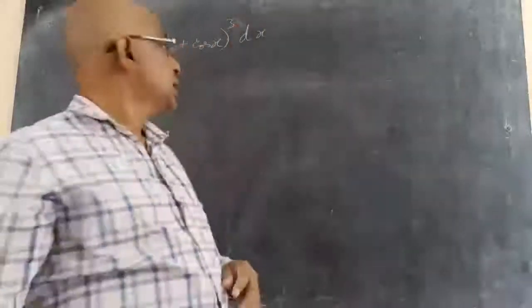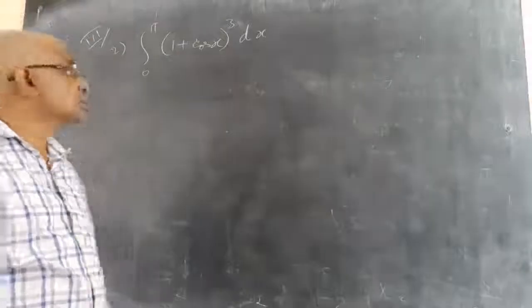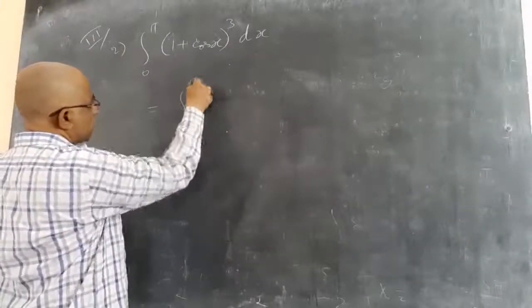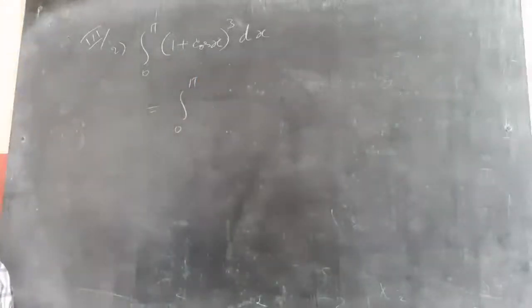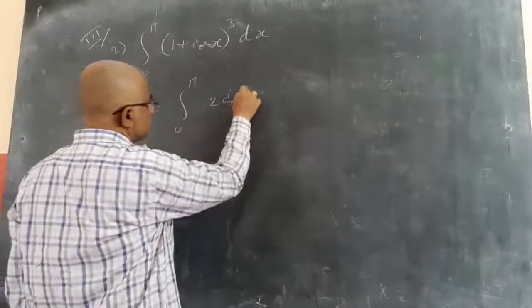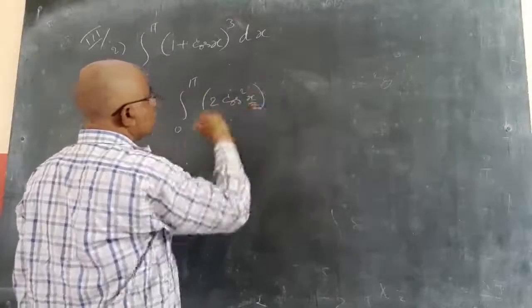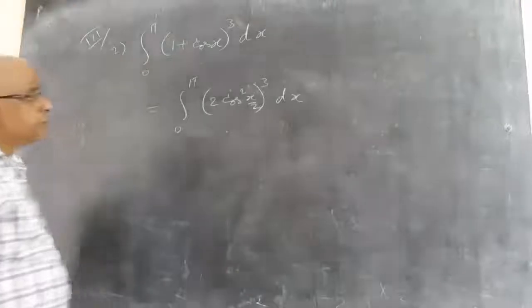Next one. Integral of 0 to pi, 1 plus cos x whole cube into dx. So if I simplify this, what do I do? 0 to pi, 1 plus cos x, I can write like 2 cos square x by 2, whole cube dx.